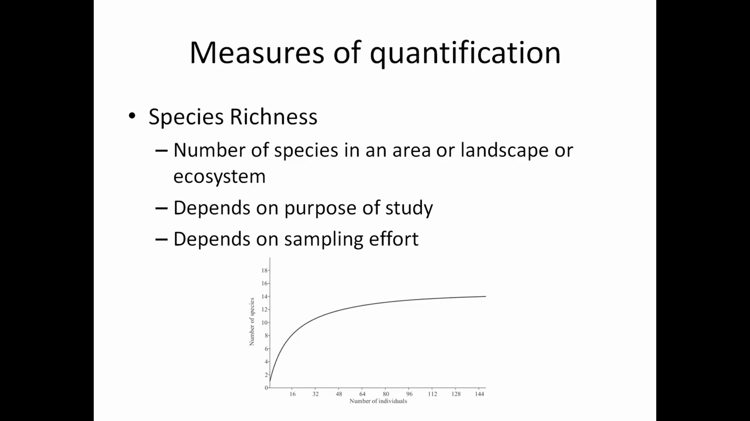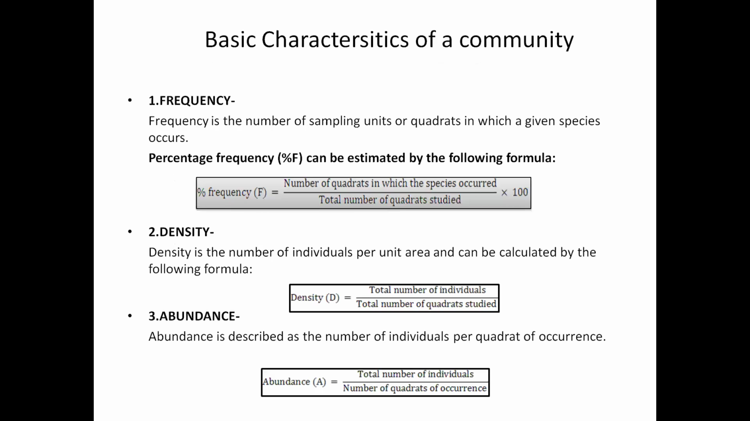So if you have not sampled enough, then you probably have not captured all the species that might be present there. So the more you sample, the better you will understand the species richness in a certain area. Beyond richness, there are certain other very basic quantities that sometimes are very useful. There are three very basic quantities: frequency, density, and abundance, which can tell you about the characteristics of a community, or which can help you know something about that community, or help you compare.